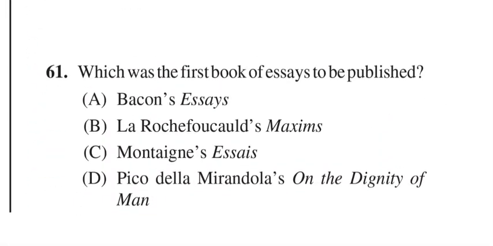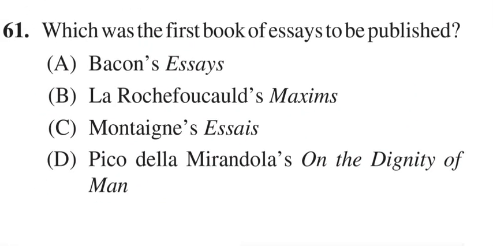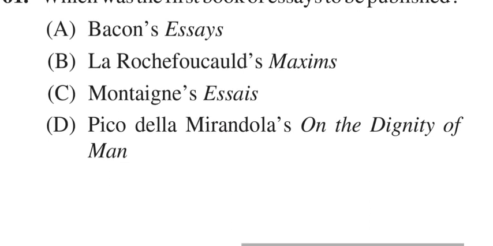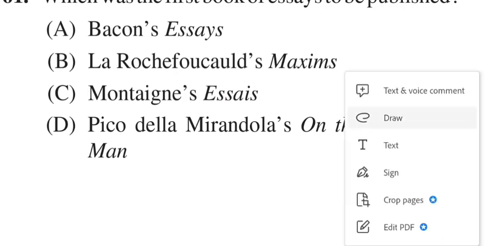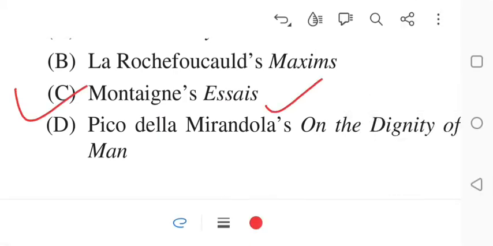Then we have number 61. It says, which was the first book of essays to be published? Bacon's essays, La Rochefoucauld's Maxims, Montaigne's essays, Pico della Mirandola's On the Dignity of Man. What is the correct answer? 61. Correct answer is C. Montaigne's essays is the correct answer.